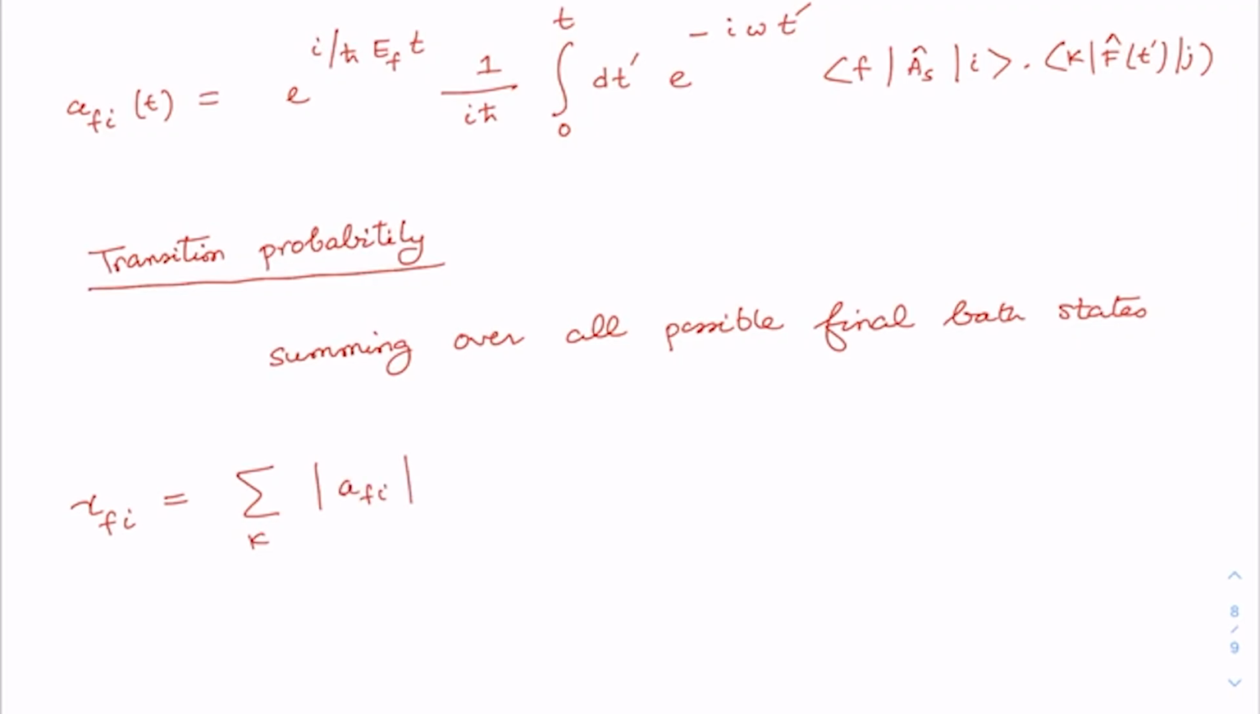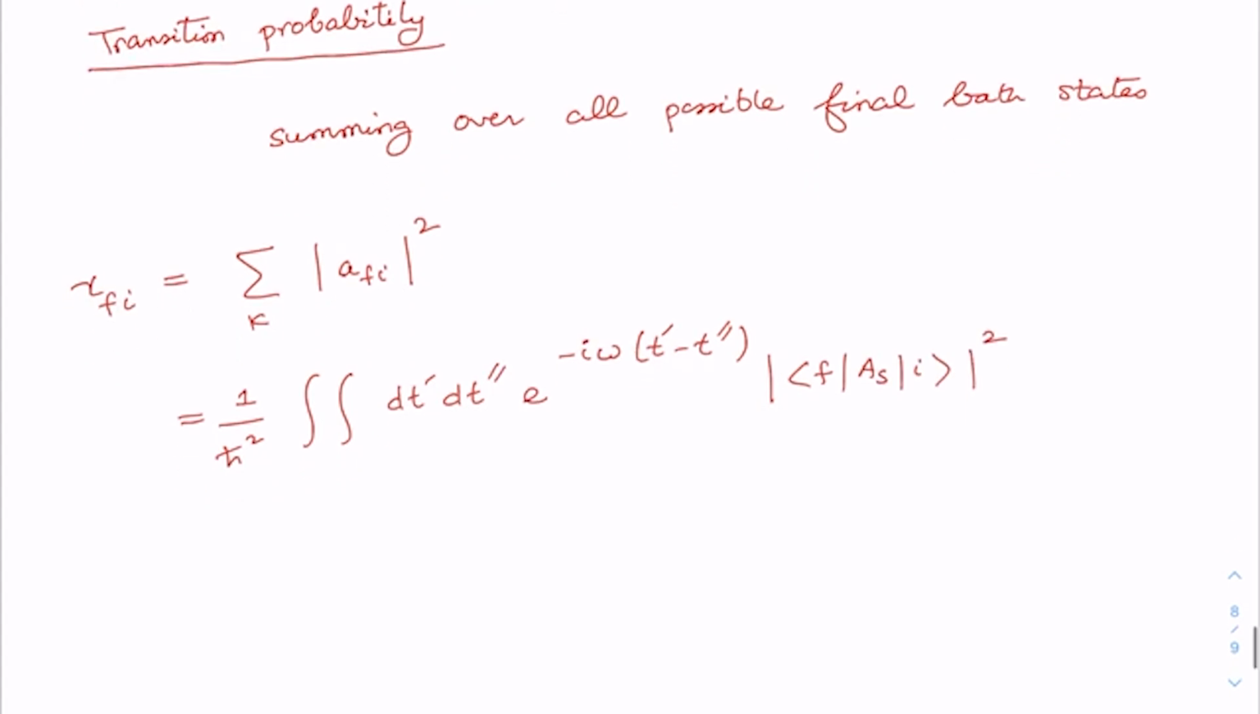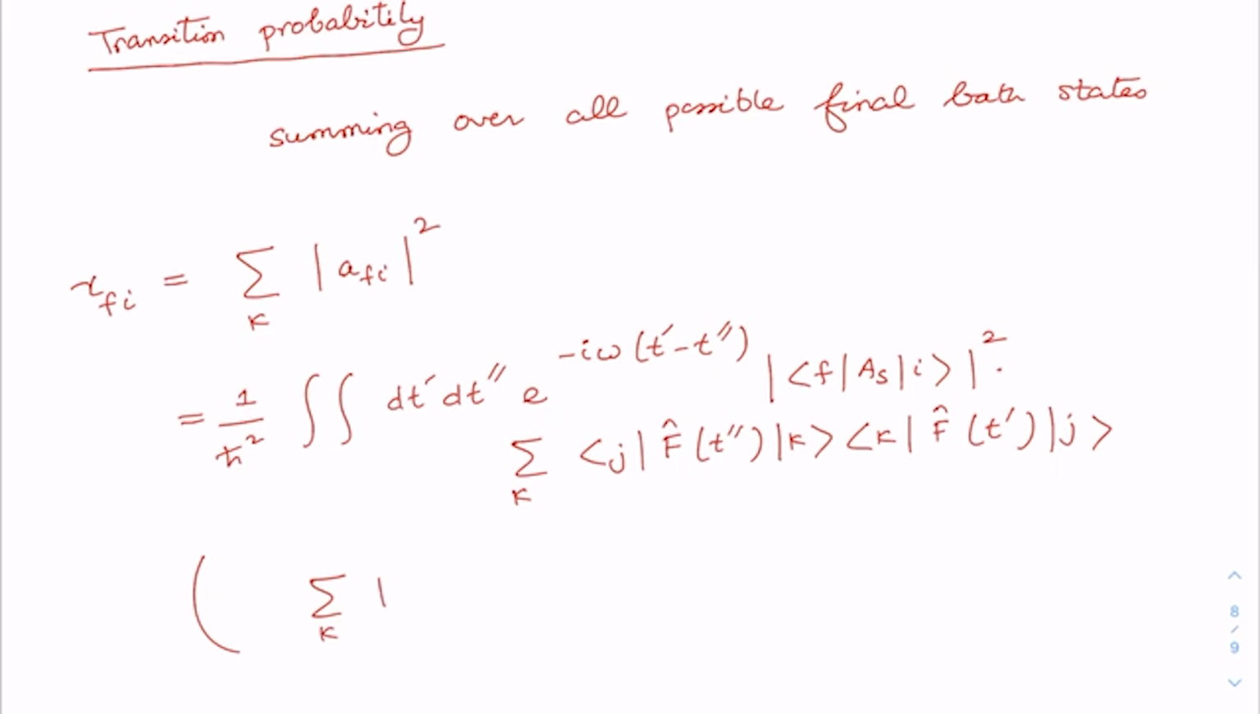of |A_fi| squared, and if we now open it up, A_fi we know, we will get 1 by h cross squared, integration dt dash dt double dash, e to the power minus i omega (t dash minus t double dash). Here I have |<f|V|i>| squared, multiplied by the sum over all the final Bath states, <j|F(t double dash)|k><k|F(t dash)|j>.